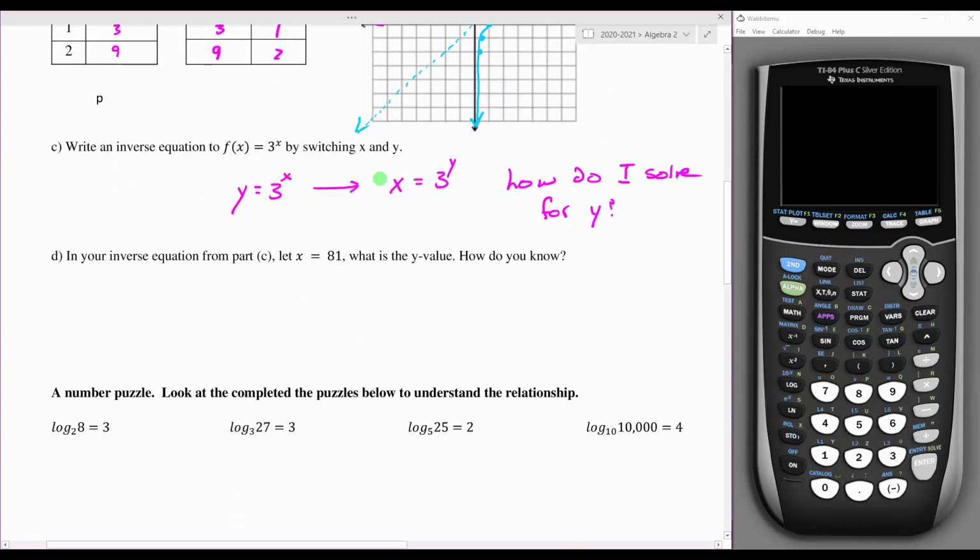Hypothetically, let's say that we knew x was 81 here, right? So instead of putting an x there, let's say we knew that 81 was the value for x, and we still have this 3 to the y. Could we figure out what y is? And yes, we could. We could actually guess what exponent would go up here. So for instance, I can go over to my calculator and just do a little bit of trial and error.